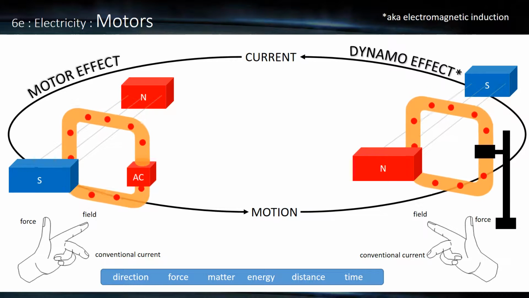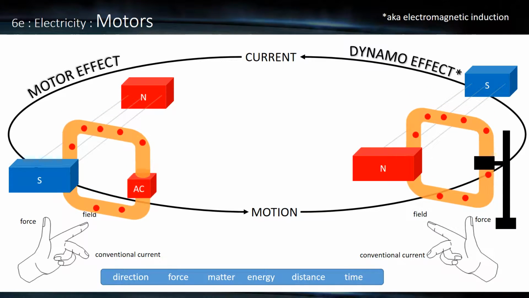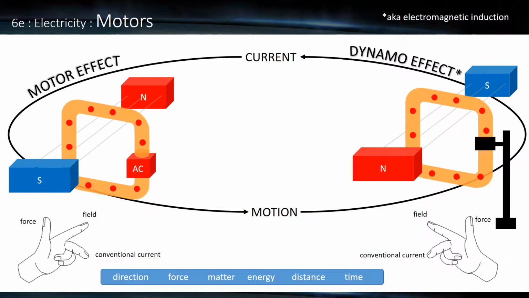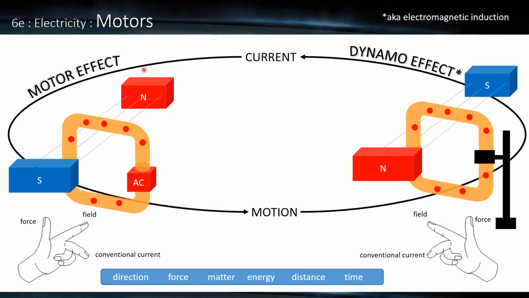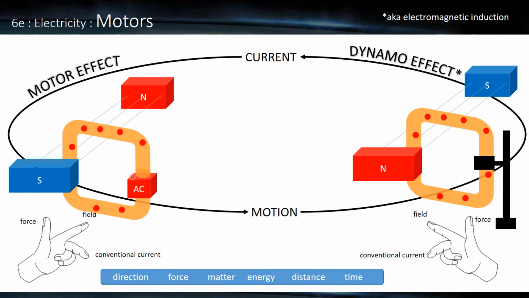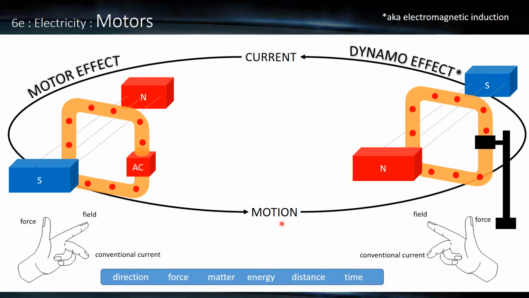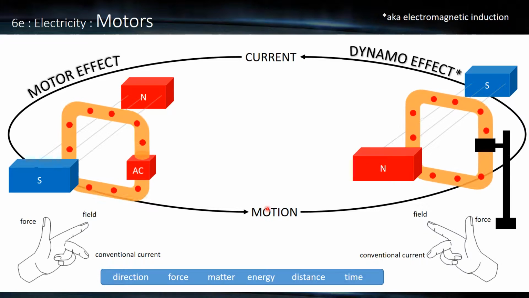This is Unit 6E. It deals with motors. But to begin with, more generally, we want to see the wider context of this, and that's what this slide is about. We've got the motor effect here, the essence of what's happening in a motor, and that is we're turning current into motion. That's what a motor does.